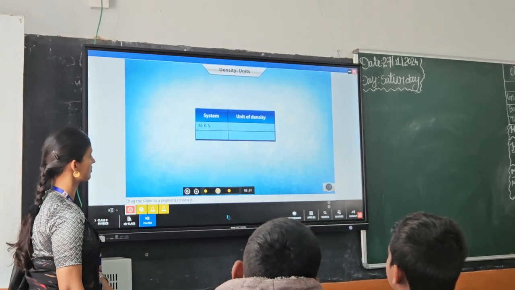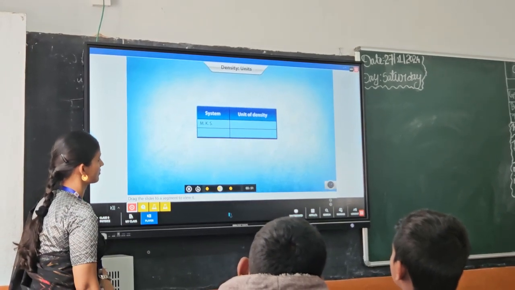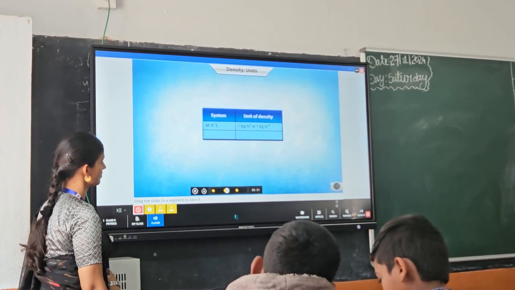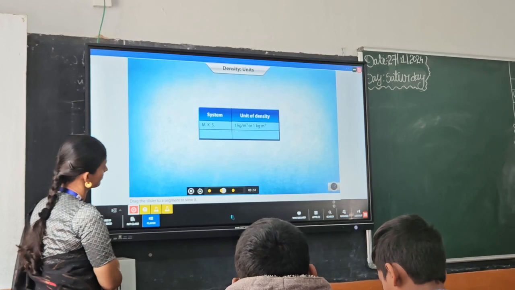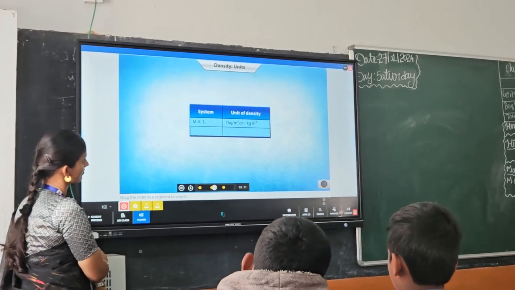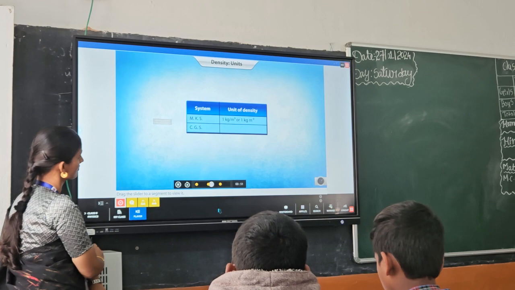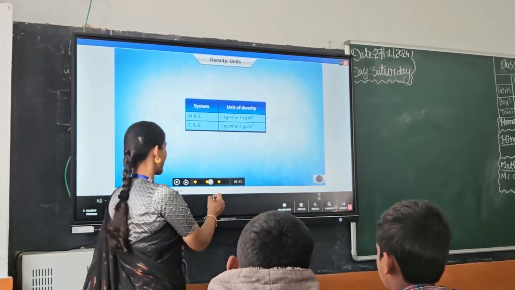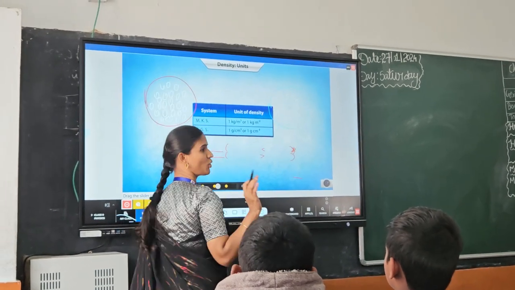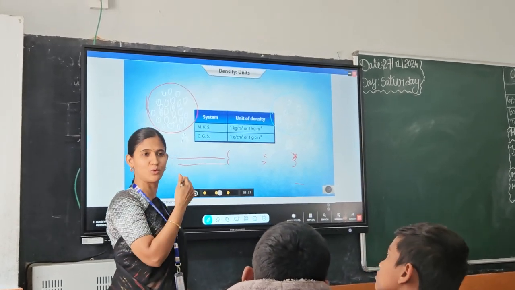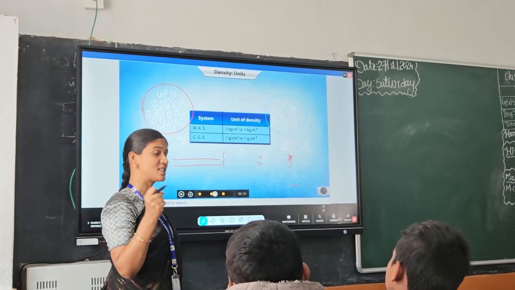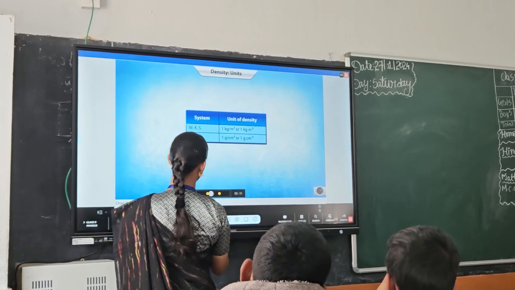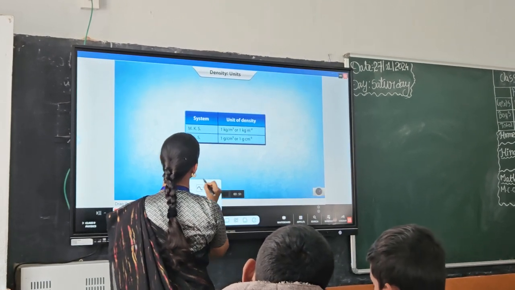In the MKS or SI system, the unit of mass is kilogram and the unit of volume is cubic meter. Thus, the unit of density is kilogram per meter cube. In the CGS system, the unit of mass is gram. Note down, children. I already told you, you don't need to mug up the units. How to extract units? You know the definition, no? Yes or no? So tell me the definition. From that you can write units on your own.